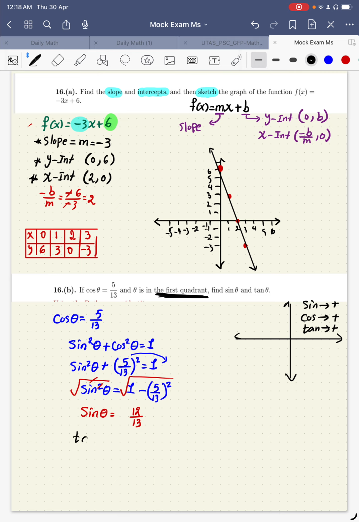Now I'm gonna go back to the tan of theta. So I know tan of theta equals what? Sine over cosine. So what is sine? Sine is gonna be 12 over 13, and cosine is gonna be 5 over 13. So use the calculator, you're gonna get 12 over 5. That's gonna be your tan. Okay.